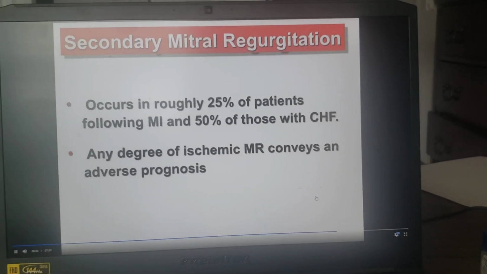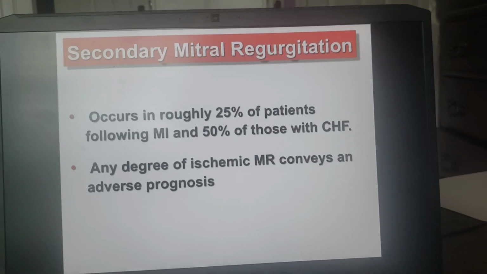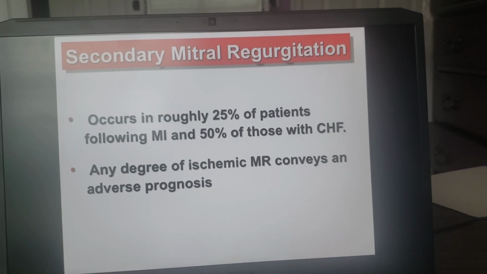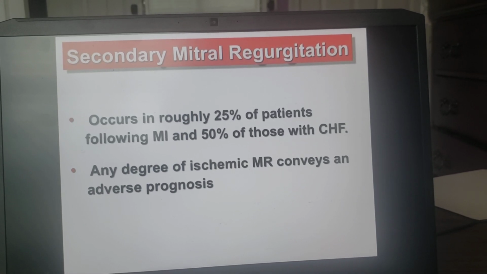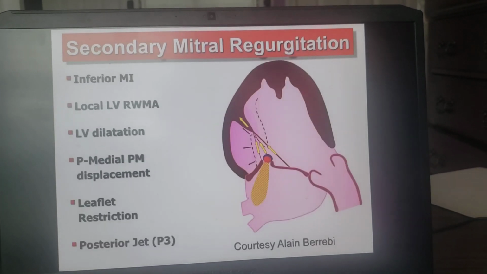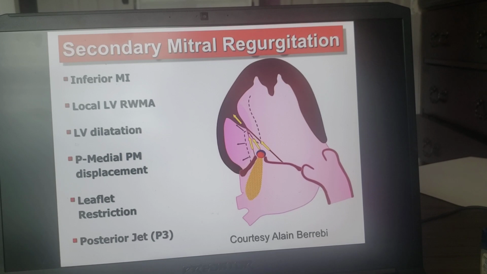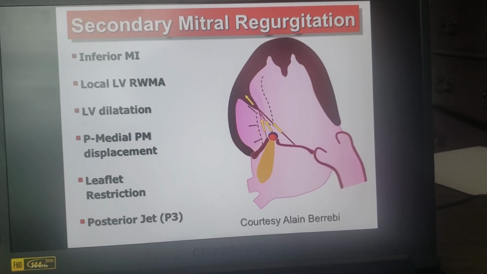Ischemic mitral regurgitation occurs in about 25% of the patients following an MI and about 50% of the patients that have heart failure. When mitral regurgitation develops, these patients all have a worse prognosis. Now, the pathophysiology of this, let me explain to you.